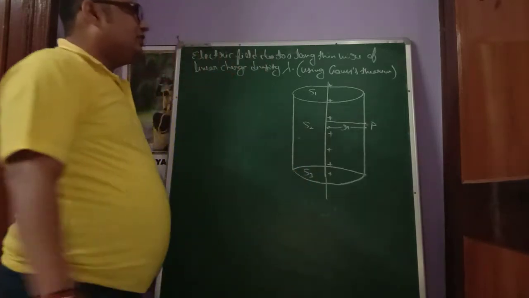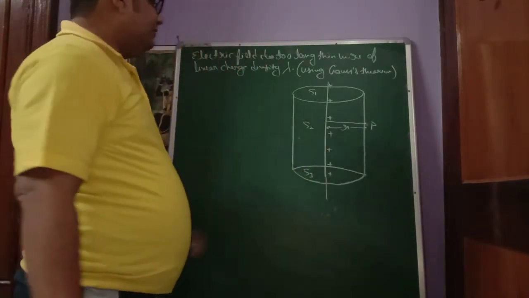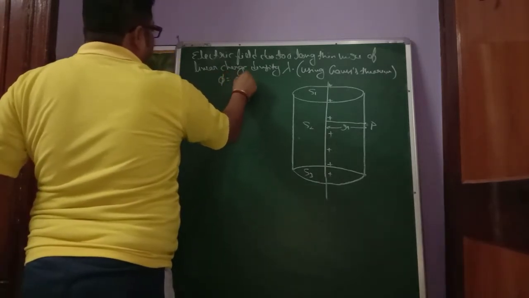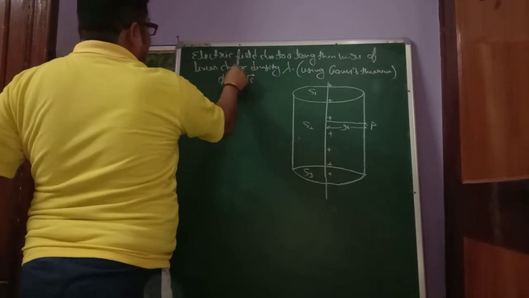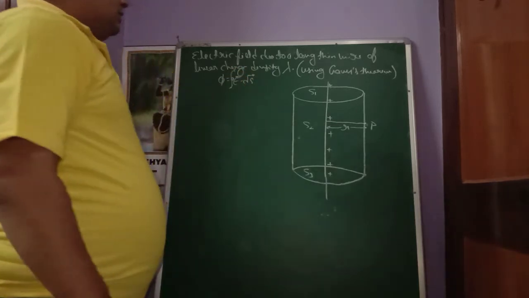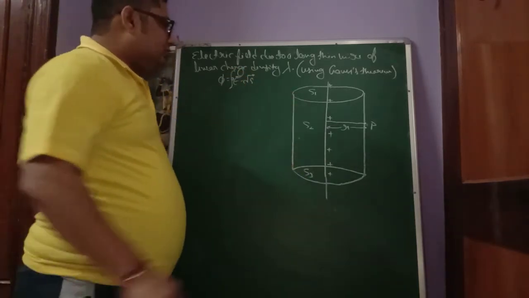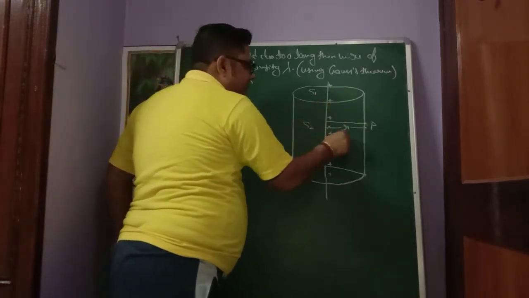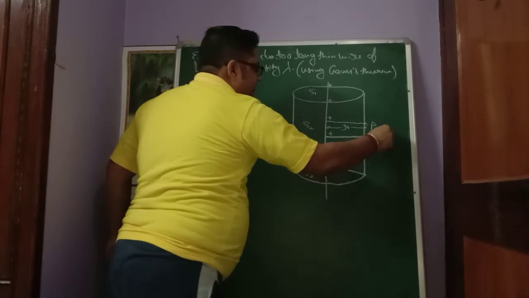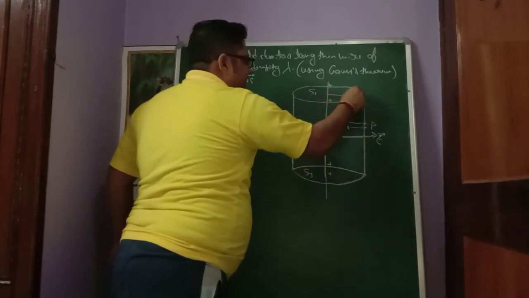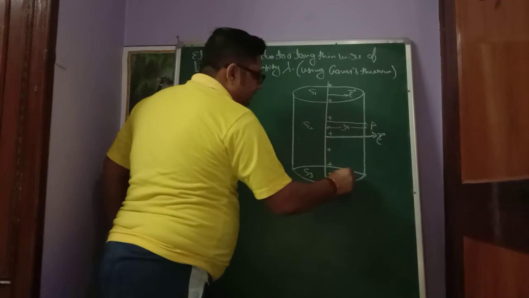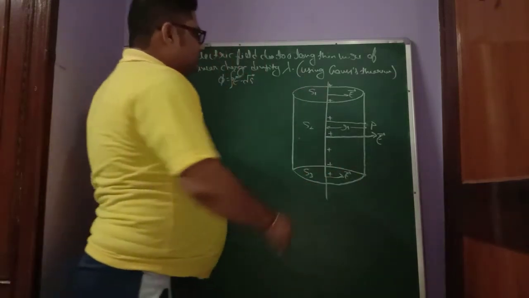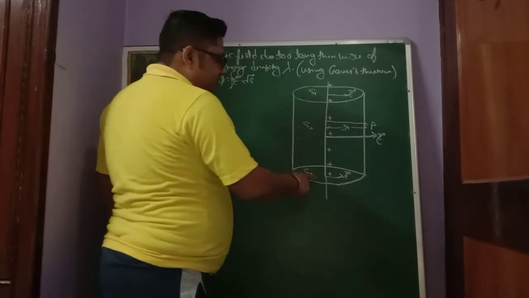By Gauss theorem, we have to use the formula phi is equal to the integral of E dot ds. These are three surfaces. The electric field would be in this direction, and here also the electric field would be in this direction, a horizontal electric field. This is surface S1, this is surface S2, this is surface S3.